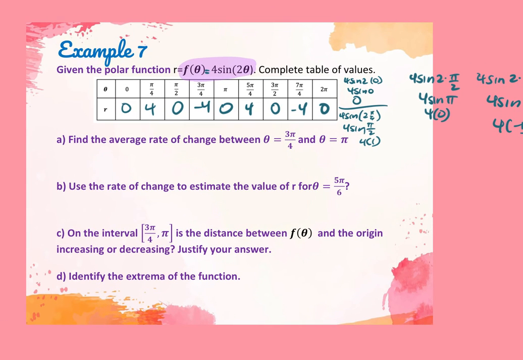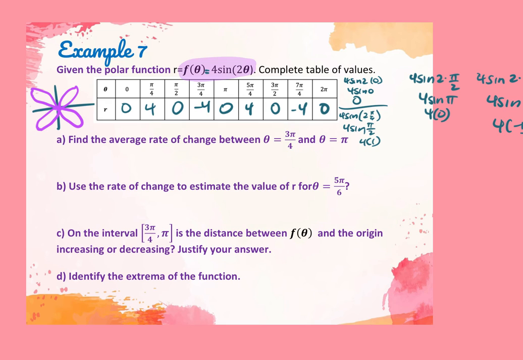So if you think about this, it's a rose, right? It starts at 0, and then at pi over 4 it goes out to 4, then it comes back into 0, then it goes out to 4, then comes back into 0, then it goes out to negative 4, then it comes back in, then it goes to negative 4, and it comes back in. So it would just keep repeating like that, okay?